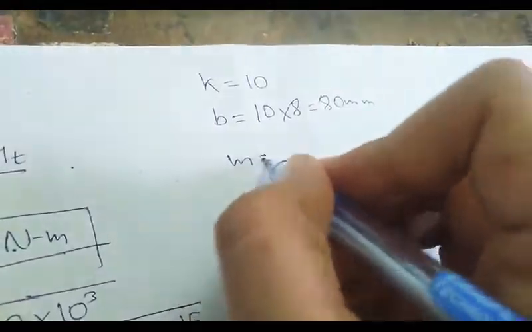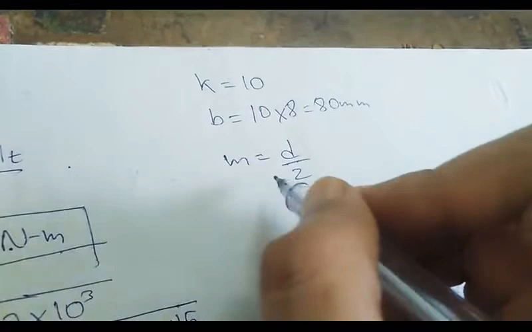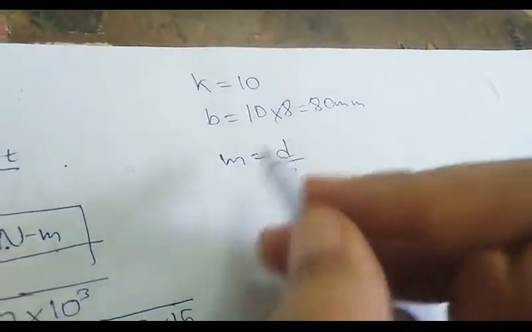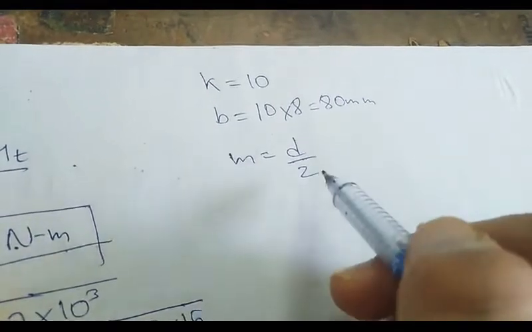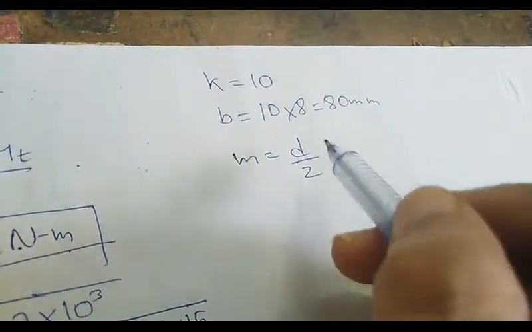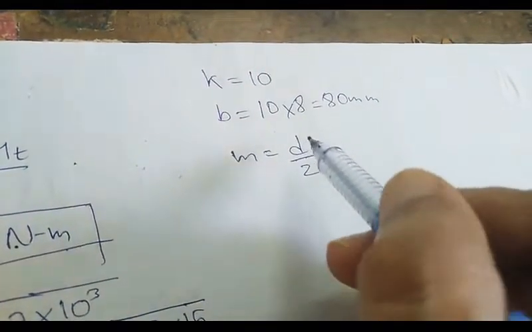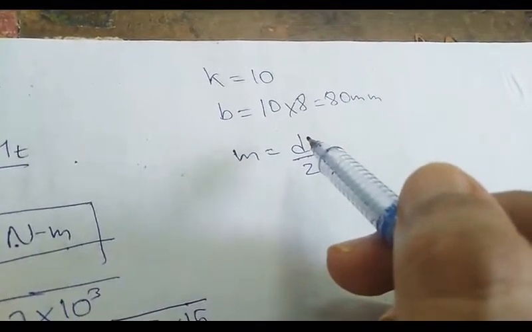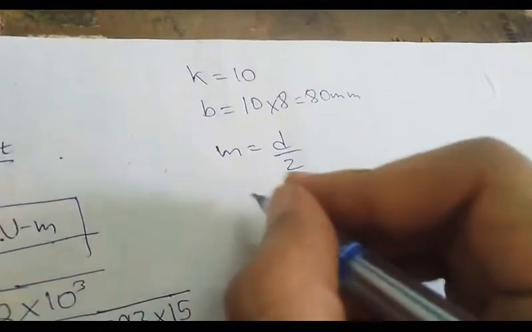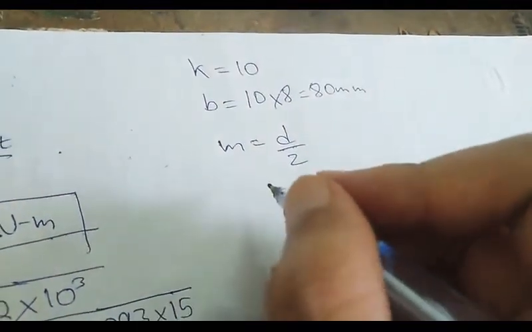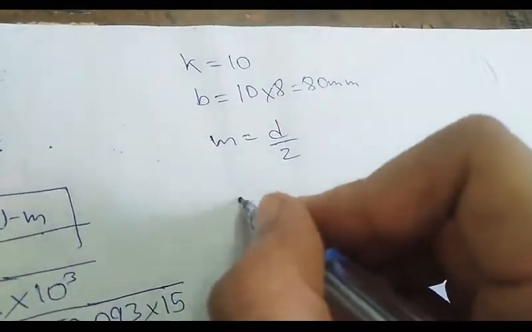Next we know that module m is equal to d by z. This is the diameter of gear and the number of teeth on gear, and this is equal to the diameter of pinion and the number of teeth on pinion. So we shall find both the values.